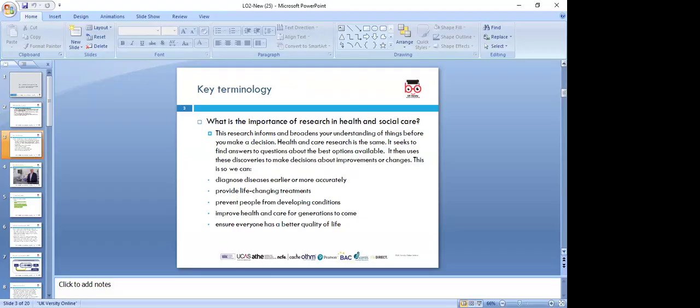Is the research more pragmatic or is it more theoretical? Does it come under the health and social care sector or is it outside the remit of the health and social sector? All right.